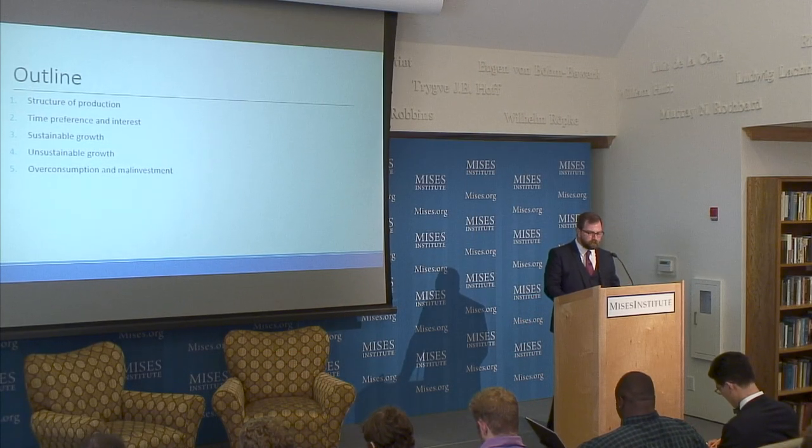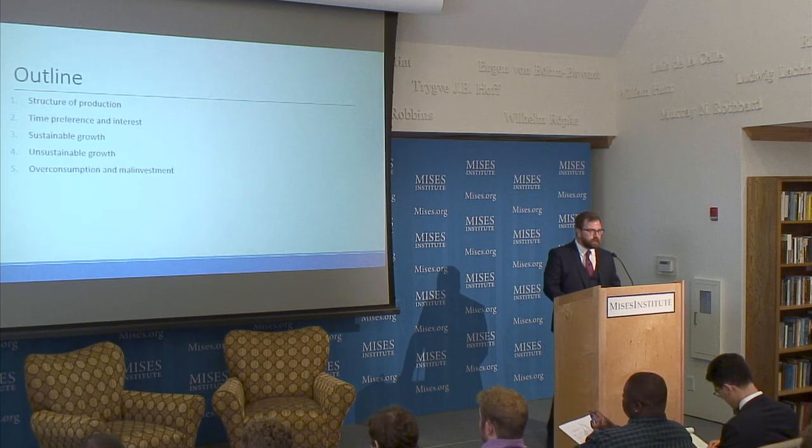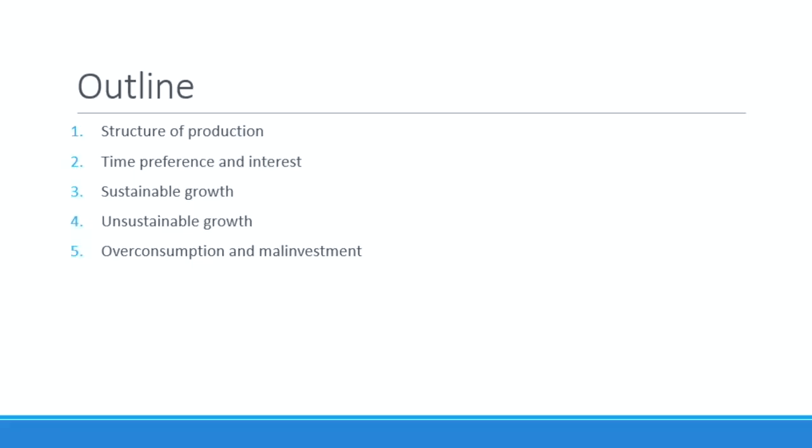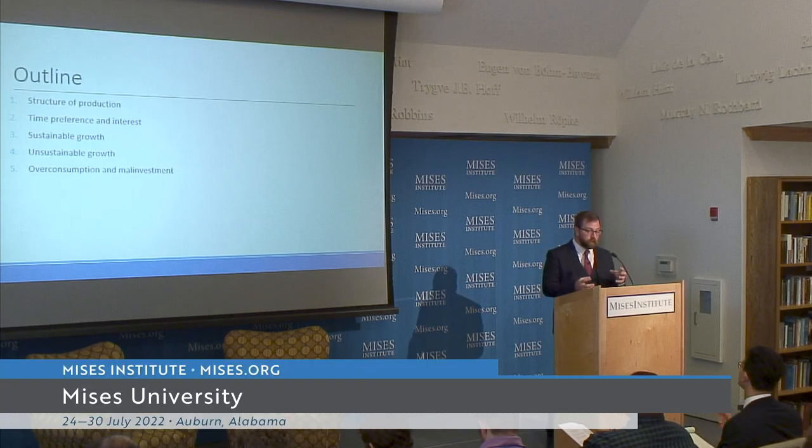Okay, so now that we have the groundwork and a definition, here's the outline for the rest of the lecture. First we'll recap the structure of production. We had a great lecture by Professor Rittenauer on that, but we'll just recap it since it's such an important part of this story. And we'll also recap time preference and interest. Once again, another great lecture by Professor Herbener. And we'll see how the unhampered market economy is integrated and coordinated along both of these dimensions. So production is structured in a certain way in stages, and then there's the time preference that we all have and the resulting social rate of time preference, or the interest rate, that emerges that allows us to allocate resources across time. And so we'll see how those work together.